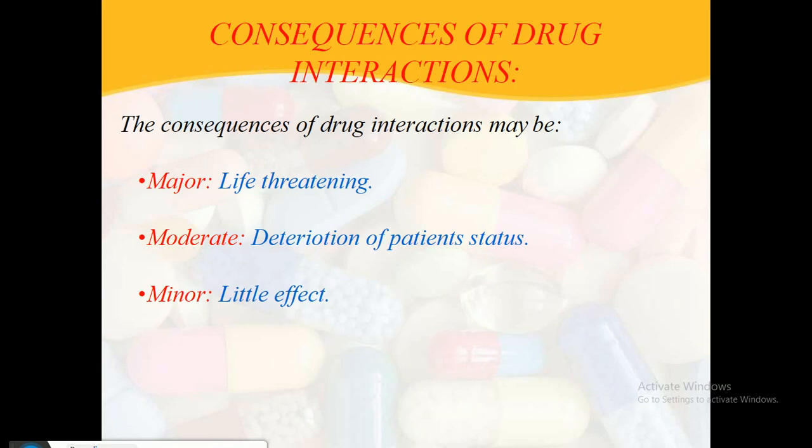Now, what are the consequences of the drug interactions? Why does drug interaction occur? So the major consequences of drug interaction may be life-threatening conditions, while in moderate cases, deterioration of the patient status. Deterioration means to worsen the condition of the patient, and in minor cases, you can say a little effect will happen. These are the consequences which occur after drug interactions.